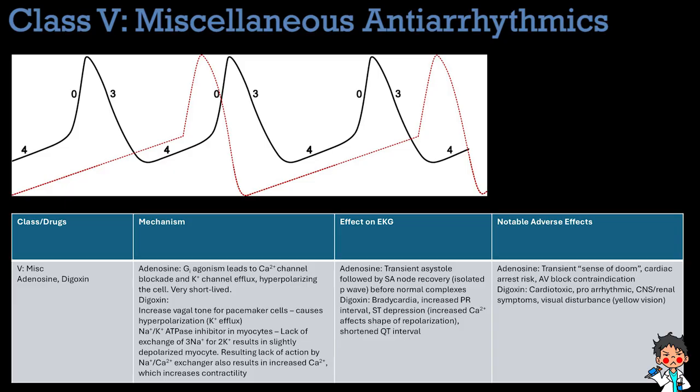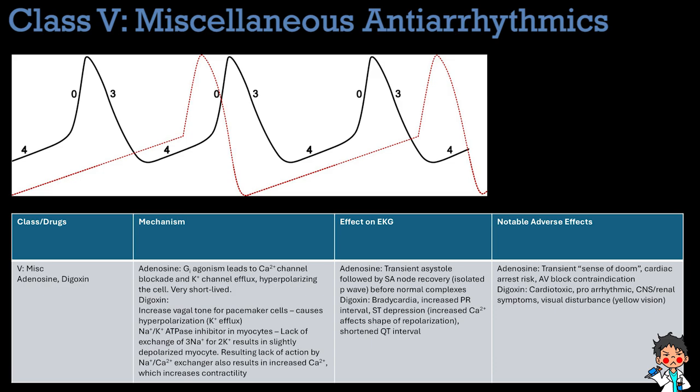Now, similarly, digoxin's action on pacemaker cells is to increase vagal stimulation, which ends up activating the potassium channels, which ends up in an effect that's very similar to adenosine, because you have increased potassium efflux. Potassium is leaving the cell, which hyperpolarizes the cell, and you end up with the same image you see above for the pacemaker cell.